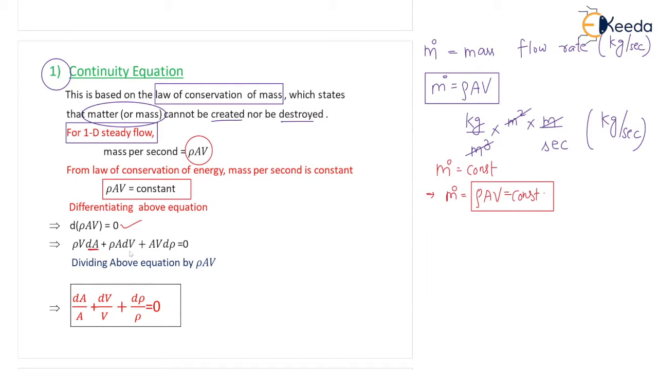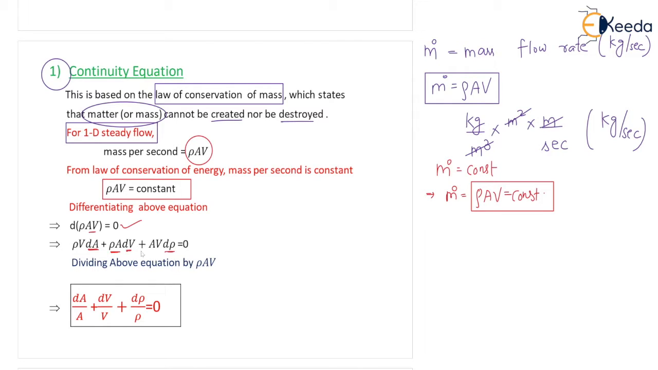Second step, rho and A is constant. The third term, dV, is constant. dV is the differential we have taken, and for the fourth, the next one, AV is constant and we have taken d rho. So first time we have taken dA, then dV, and then d rho equal to 0.